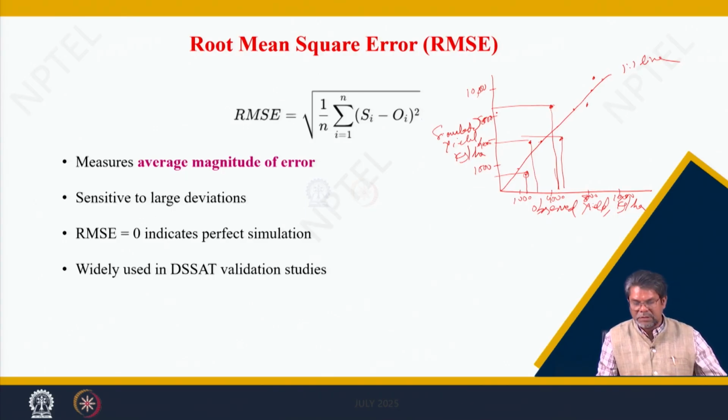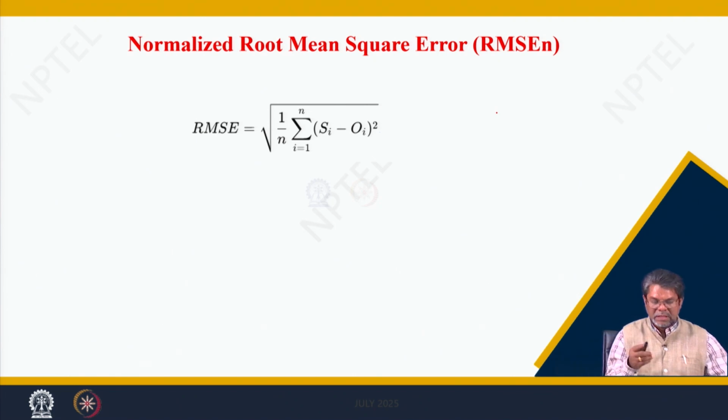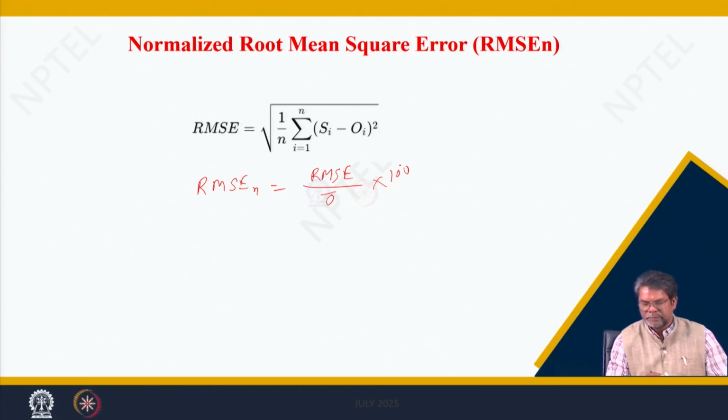Similarly, we also calculate the normalized root mean square error. Normalized RMSE, RMSEn, is equal to RMSE divided by the mean of the observations, multiplied by 100. This gives a percentage error between the simulated and the observed values.